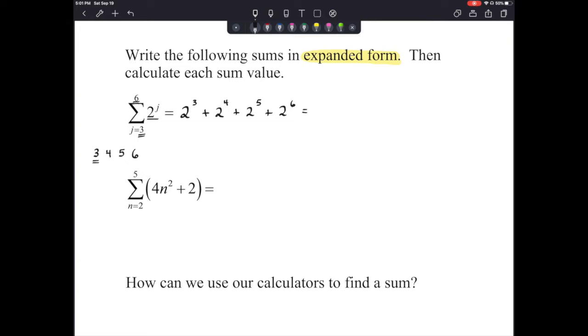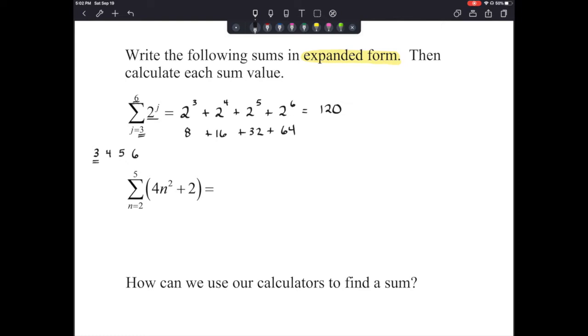Now what do we get when we do that? Well, 2 to the third is 8, 2 to the fourth is 16, 2 to the fifth is 32, and 2 to the sixth is 64. We'll add all those together and we should end up with 120. All right, the next one.